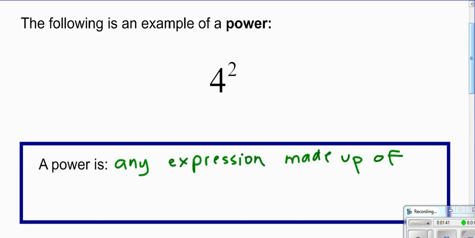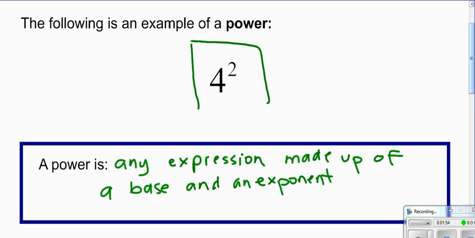of a base and an exponent. So that means this whole thing together represents the power. So then the other two pieces we need to look at are the base and the exponent.